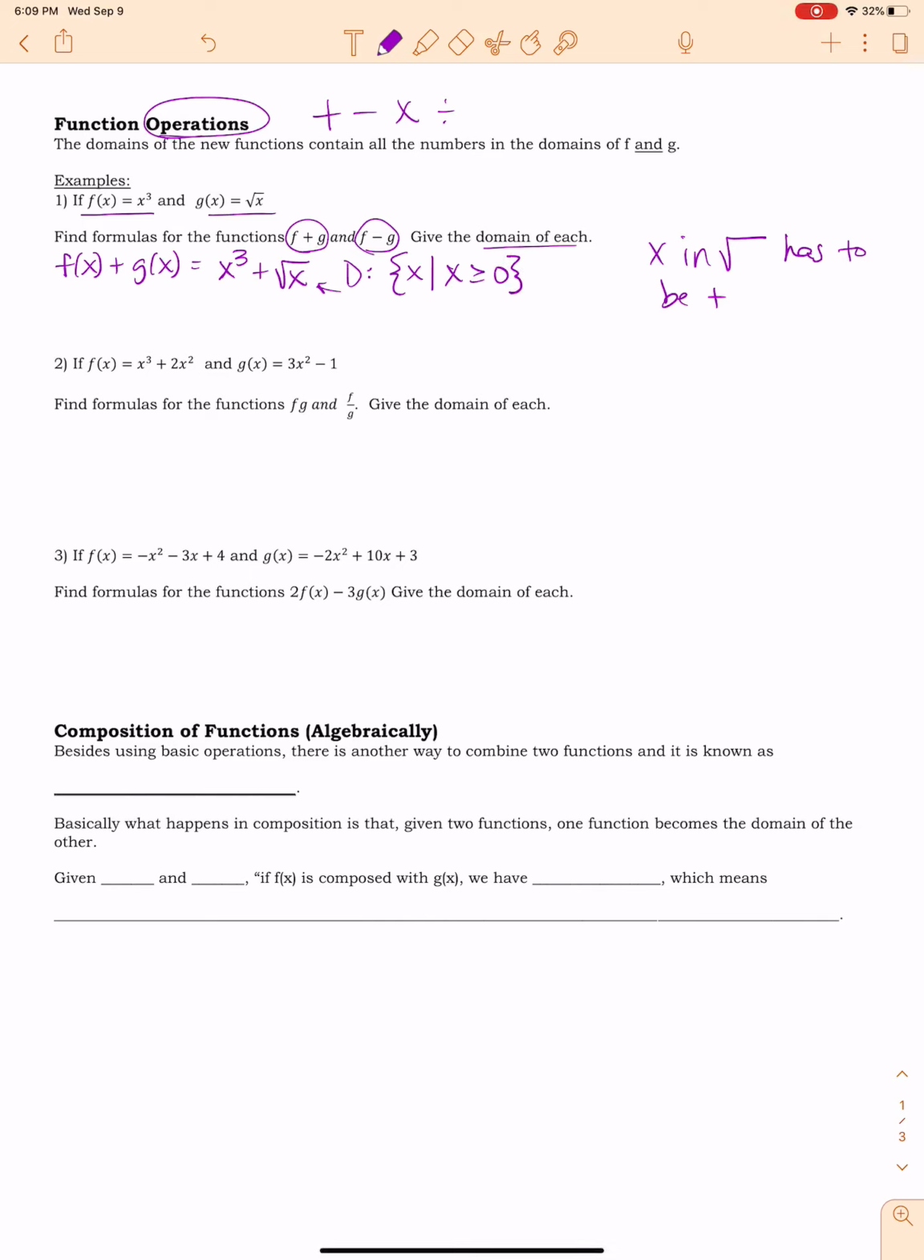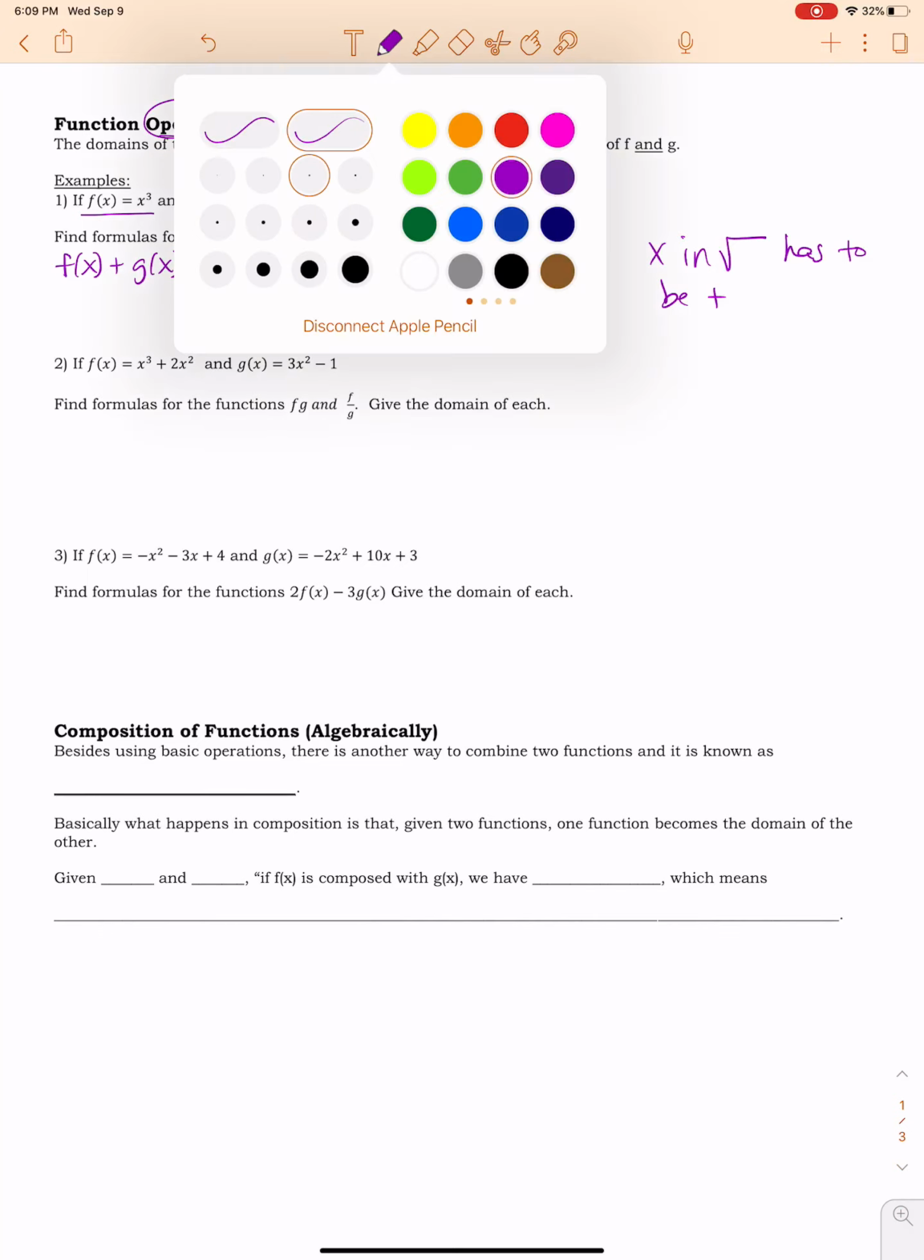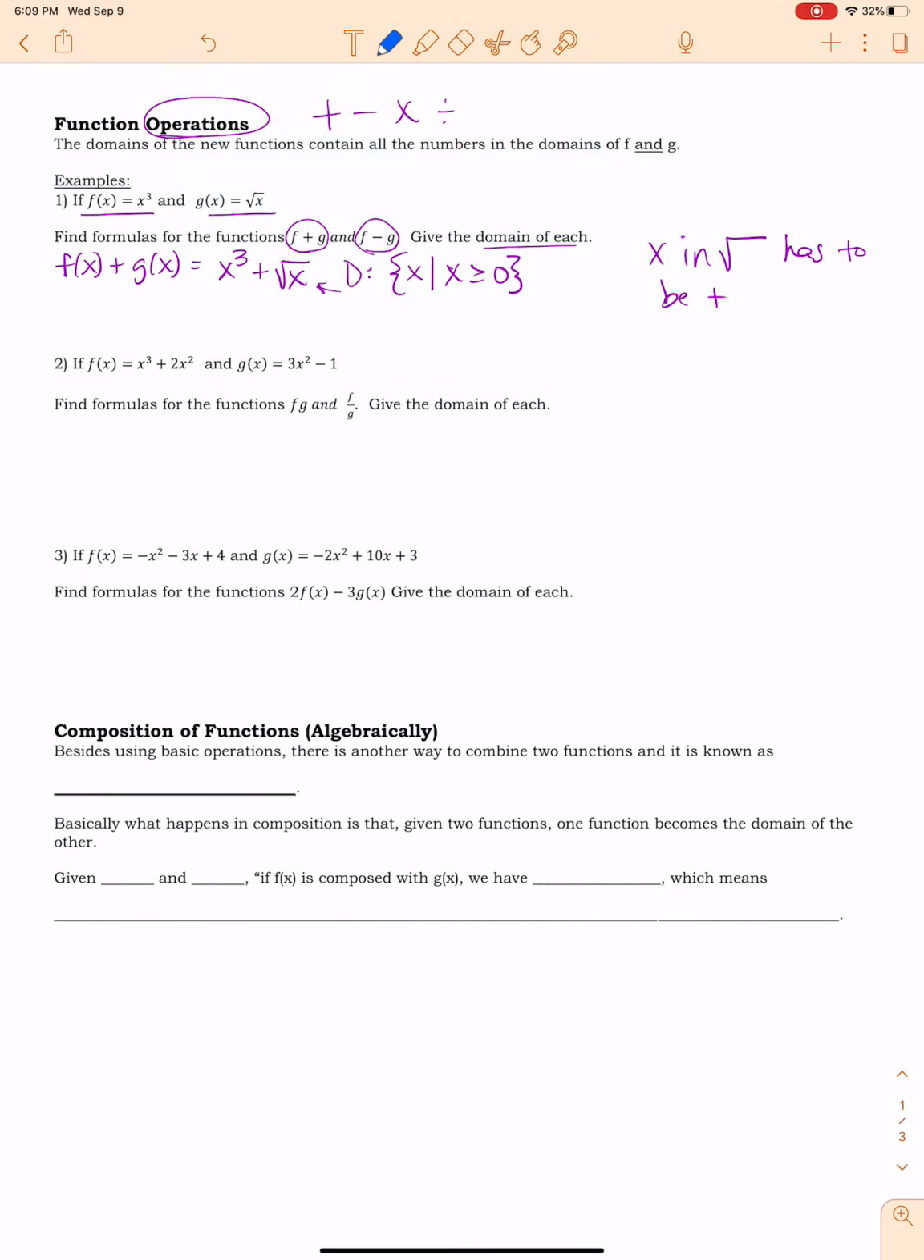All right, and then when we look at f minus g, I'm going to switch colors here so we can distinguish between them.